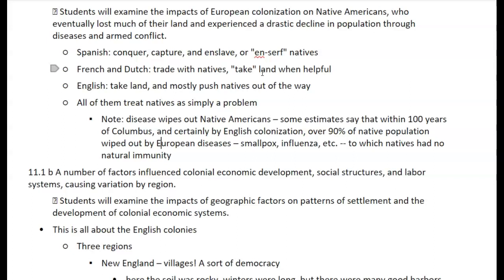As we said, disease wipes out probably, and it's only a guess that we make. We don't have an actual census, but we make a guess, about 90% of the native population.